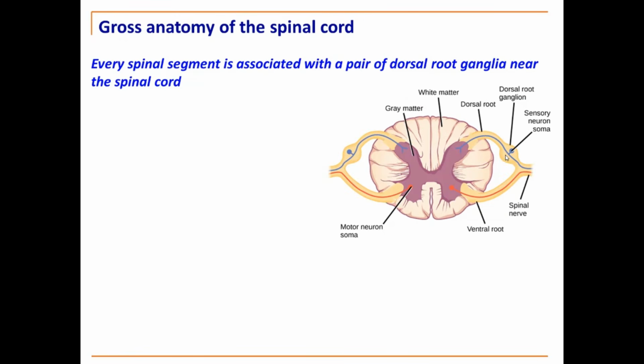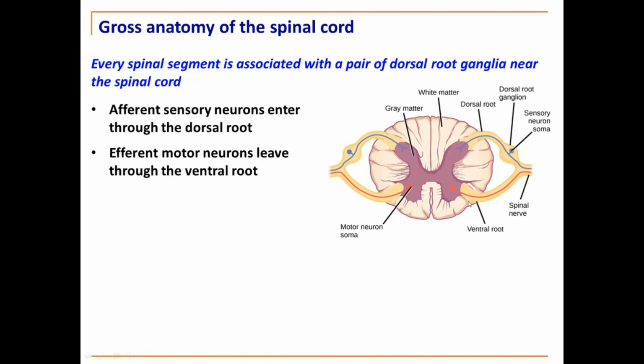Now if we take a snapshot and have a look at it, you can see that every spinal segment is associated with a pair of dorsal root ganglia near the spinal cord. The dorsal root ganglia is just an area where the cell bodies of the sensory neurons accumulate. The afferent sensory neurons come in through the spinal nerve and enter through the dorsal root, with their cell bodies in the dorsal root ganglion, before they synapse in the grey matter in the dorsal horn. The efferent motor neurons come out through the front, through the ventral root, and then go through the spinal nerve again, just like the sensory neurons, before going to their final destination.